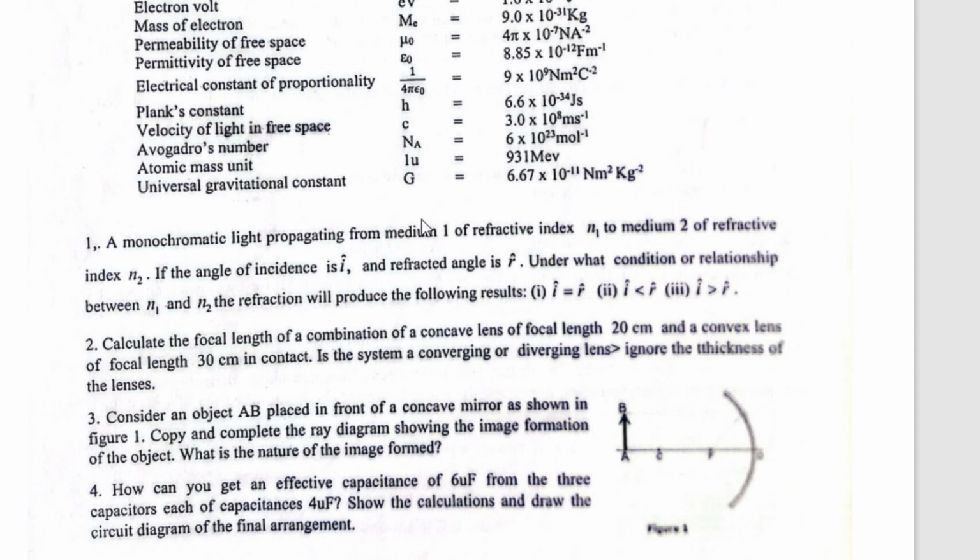If you have not seen paper 1, you can go back and check my previous video for question 1 of paper 2. Today we'll be looking at paper 2, question 2. The question is: calculate the focal length of a combination of a concave lens of focal length 20 cm and a convex lens of focal length 30 cm in contact. Is the system a converging or diverging lens? Ignore the thickness of the lenses. Now you discover that this question is more of an explanation.